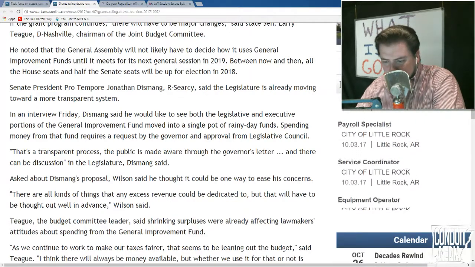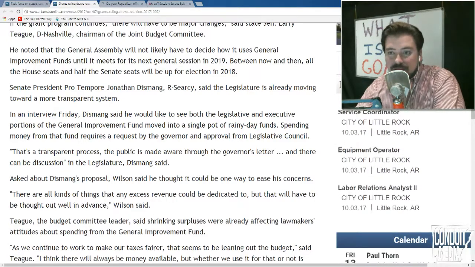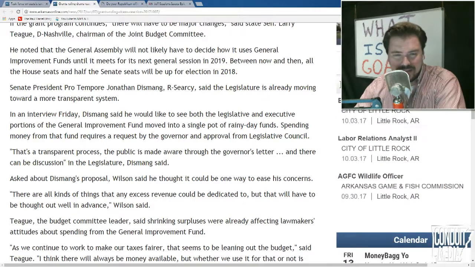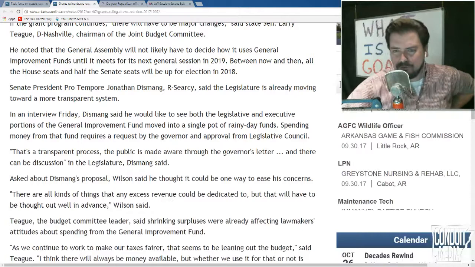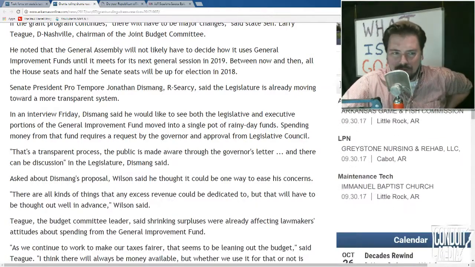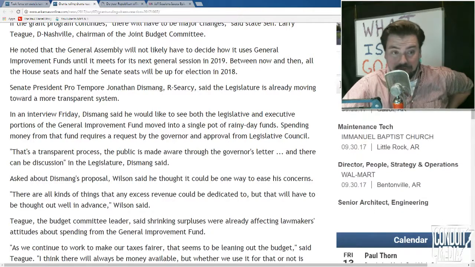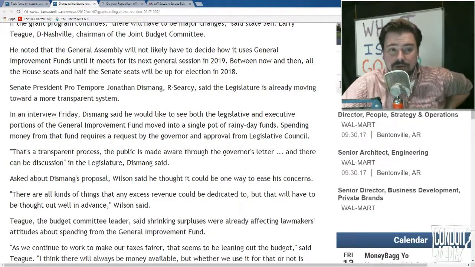Ask yourself the question, is the Legislative Council, that is a rubber stamp for anything Asa Hutchinson wants, is that 3/4? Is that 3/4 of the full 100-member House of Representatives and 35-member Senate? The answer is no. It's a special group of legislators that get to run the state in their absence.